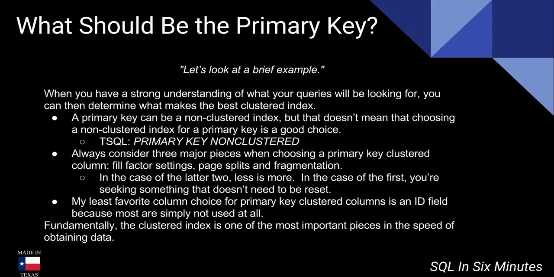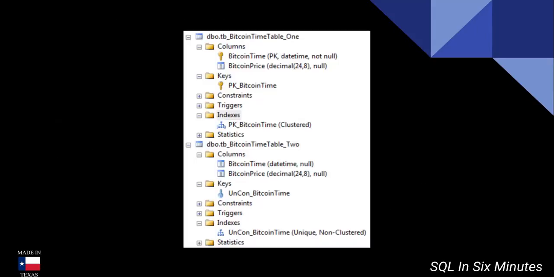So let's look at a really quick example here that I provided in another video. Let's suppose, and let's look at the table Bitcoin timetable 1. And let's imagine a scenario, and I've seen this a lot, where we're going to add a column to this table, and we're going to call the column ID, and we're going to make that column an identity 1,1, and we're going to say that that identity column is going to be the primary key.